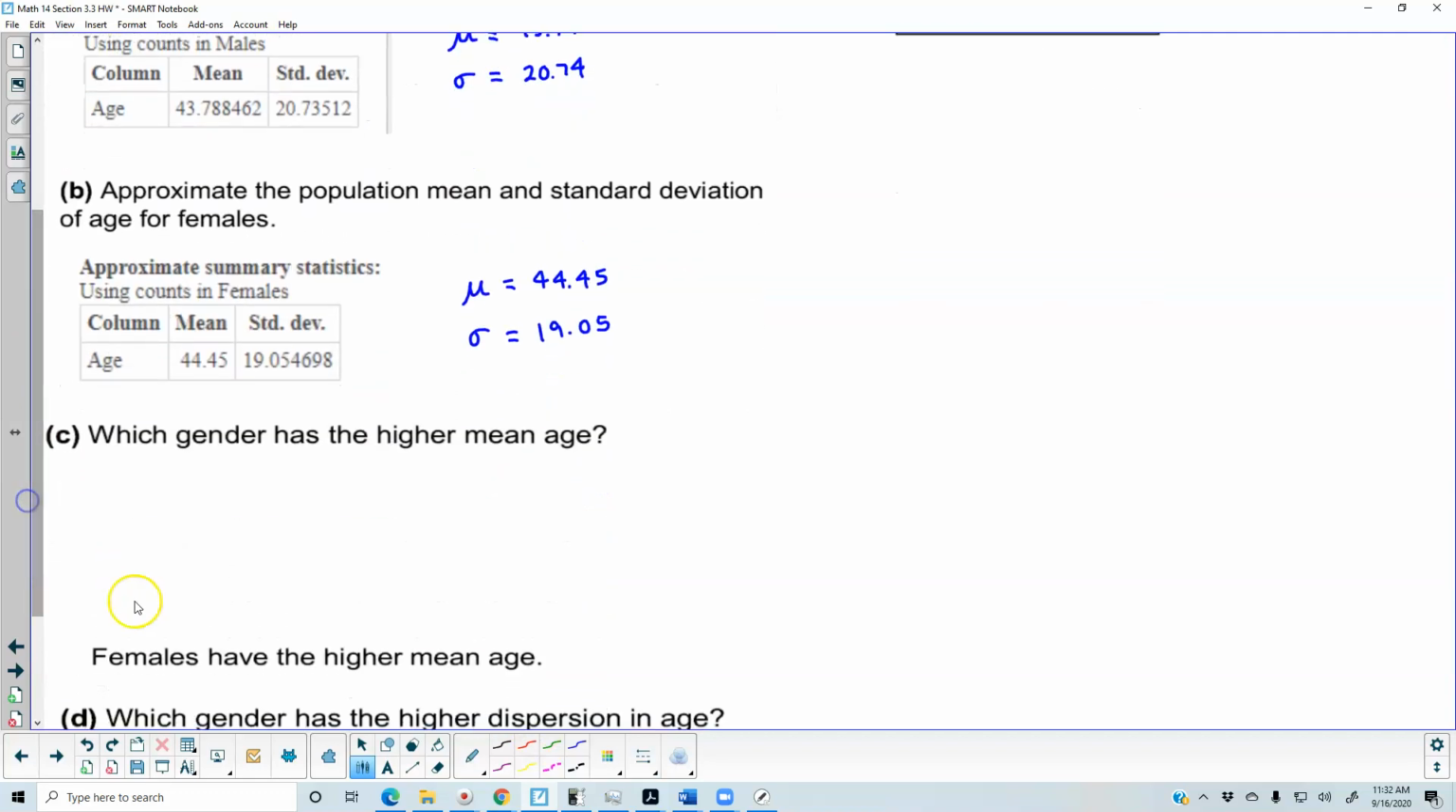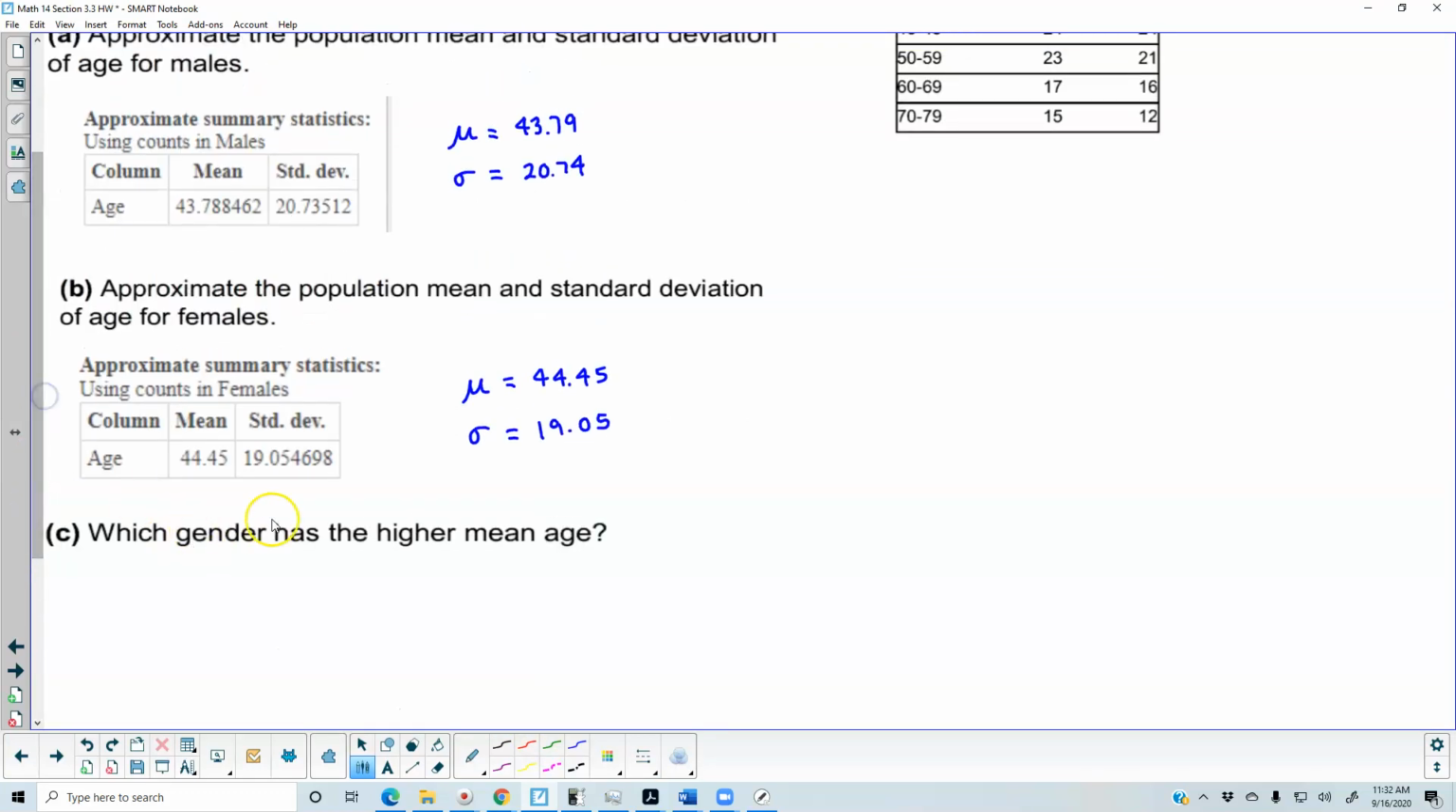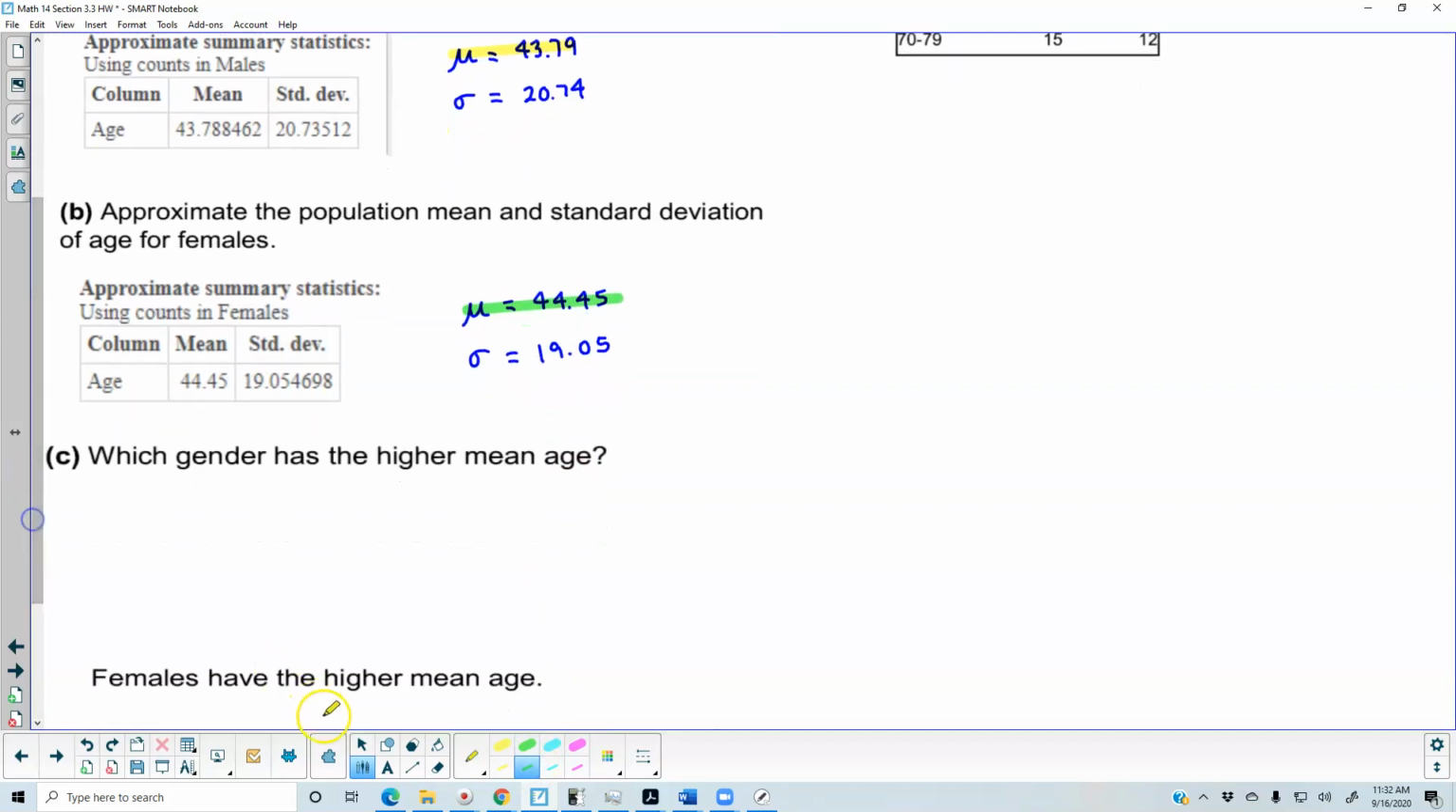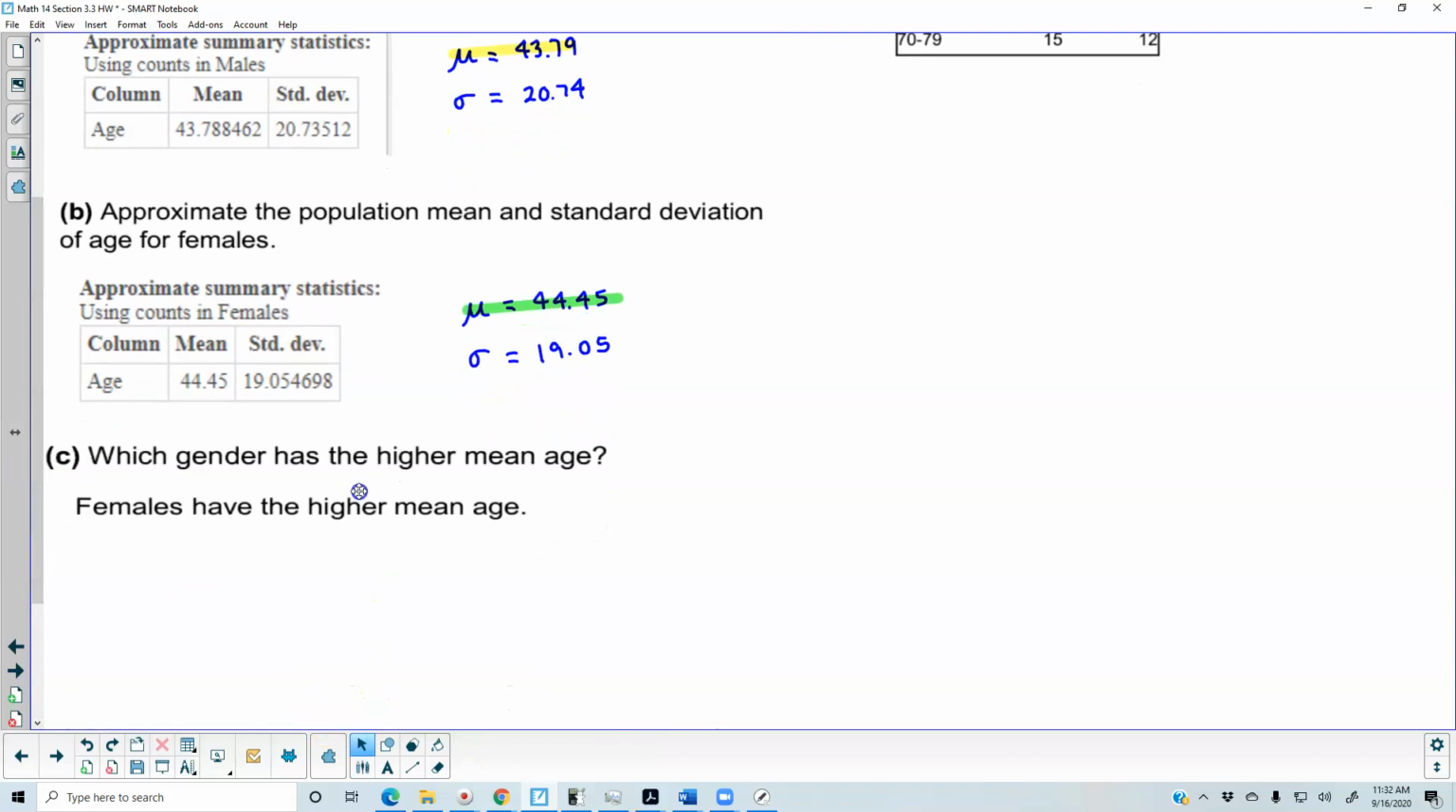So the question states now is, which gender has the higher mean age? Well, let's compare the mean. We have the mean, which is 43.79 for the males and 44.45 for the females. So that means we could say that the females have the higher mean age.